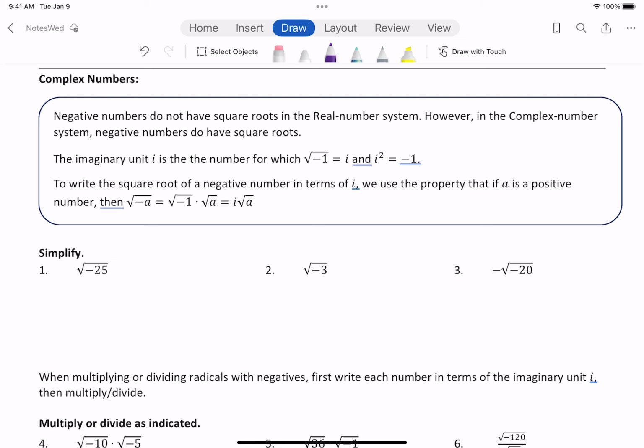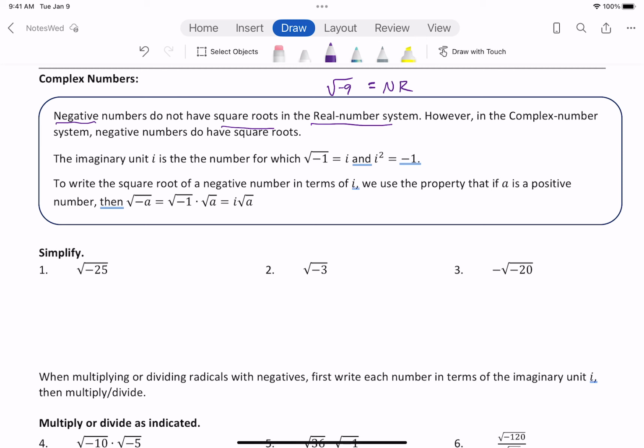Alright, the last thing we're going to look at for this set of notes is dealing with complex numbers. Negative numbers do not have square roots in the real number system, and we've talked about that, right? We've been looking at problems where we said "not real," and that's because negative numbers don't have square roots in the real number system. But there is another number system in algebra, the complex number system, where negative numbers do have square roots.